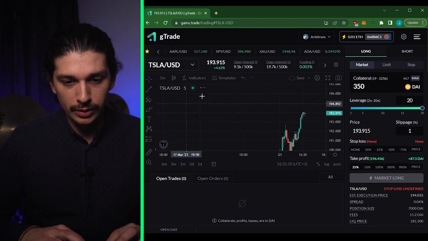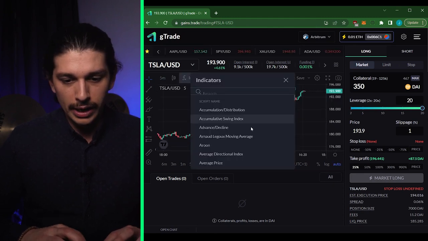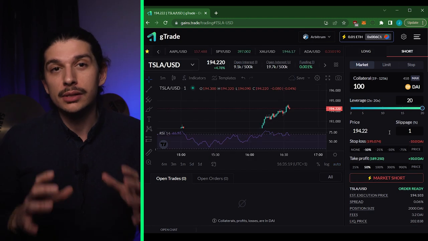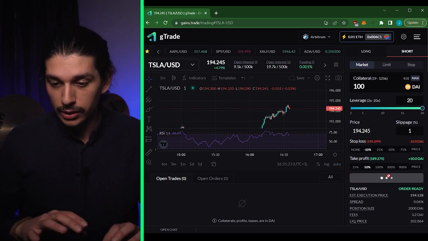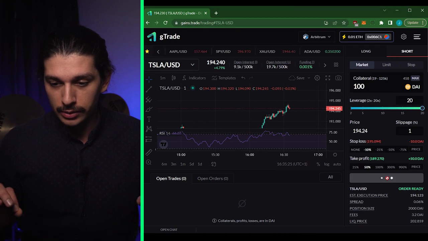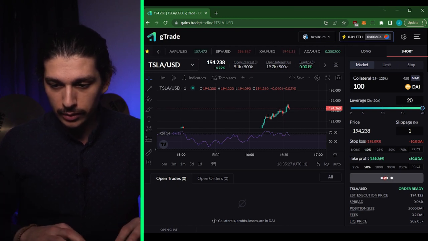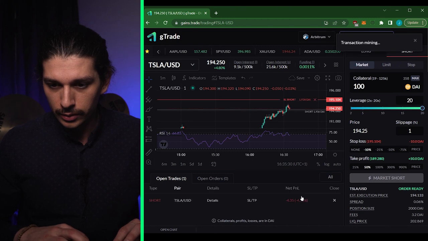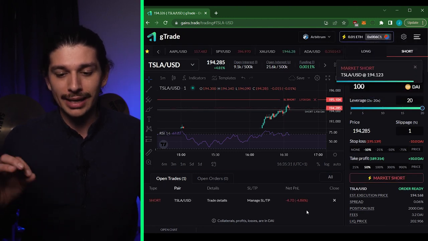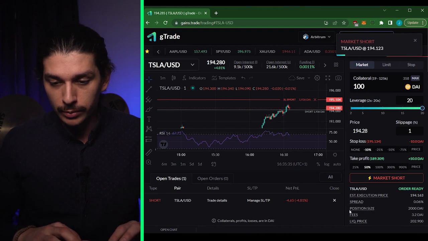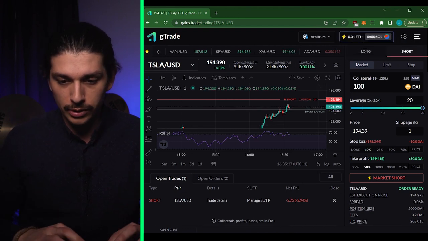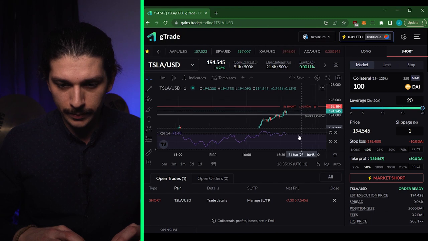So let me go to a different time frame, and let's also add an indicator. Once my parameters are selected, all I have to do is press the market short button right here, and just like that, it should open the second trade going short. There we go. Almost instantly, I'm in the position, and I can see all the key information here on the bottom right corner, or as I mentioned, on the trading screen itself.